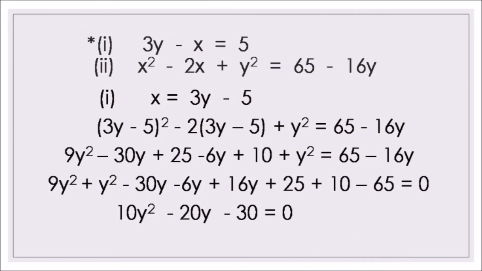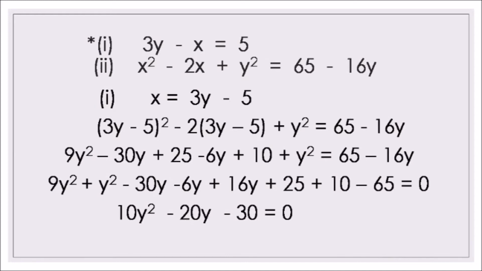Next, from that, 9y squared plus y squared is 10y squared. Minus 30y minus 6y plus 16y gives you minus 20y, negative 20y. And then 25 plus 10 minus 65 gives you negative 30. So 10y squared minus 20y minus 30 is equal to 0. That's what all of that simplified to give you that quadratic equation right there.